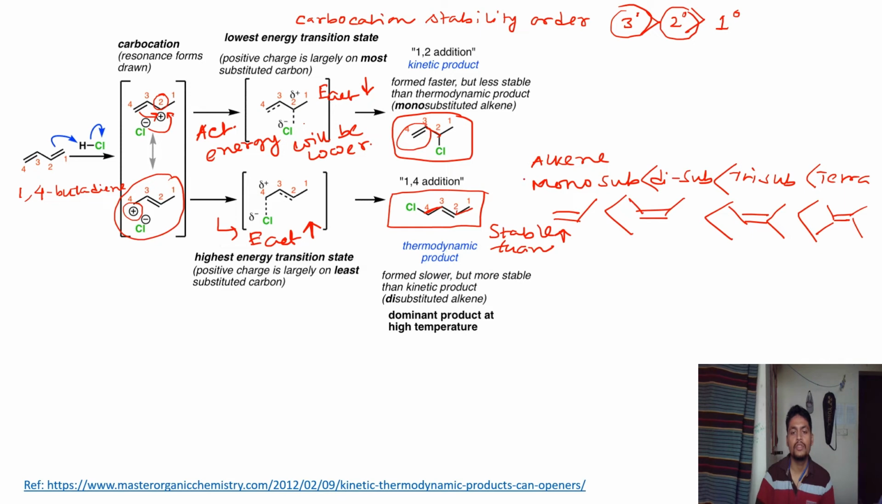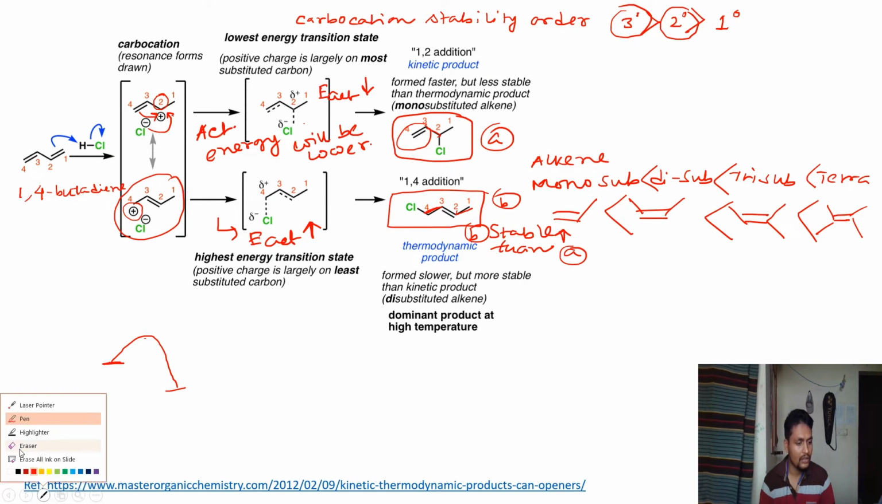Then let's say this is A and this is my B. So B is more stable than A, obviously. Now if we try to draw the energy profile for this as well, let's say this is my substrate. One is going through smaller activation energy and one is going through larger activation energy.